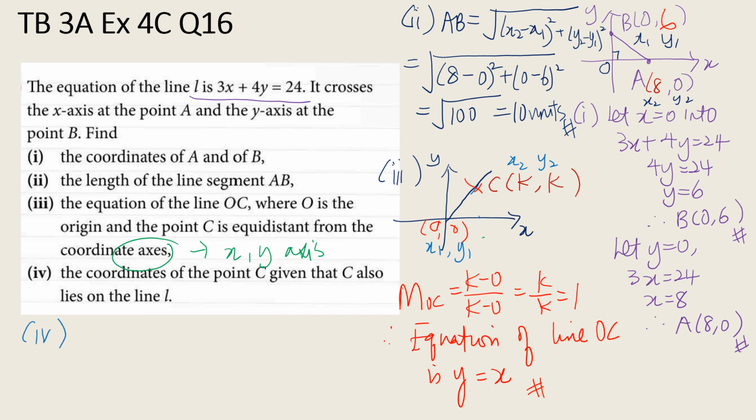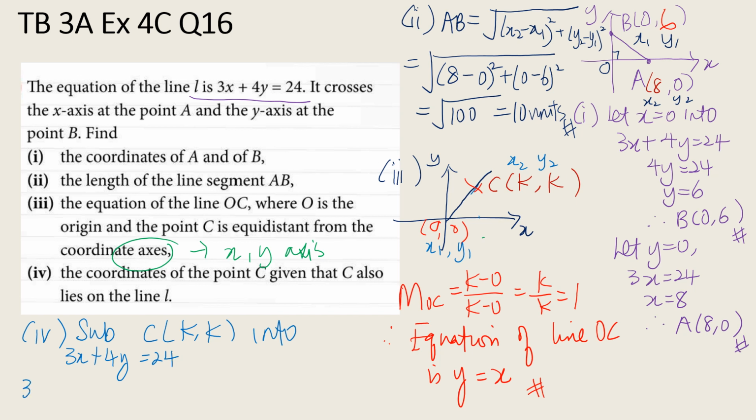All right, let's look at the last part now. The coordinates of the point C, given that C also lies on the line L. If your point C lies on the line L, that means we just need to substitute the point C into L. We let the x coordinate be k and the y coordinate be k. We just substitute this particular point into 3x plus 4y equals 24, and you see what happened.